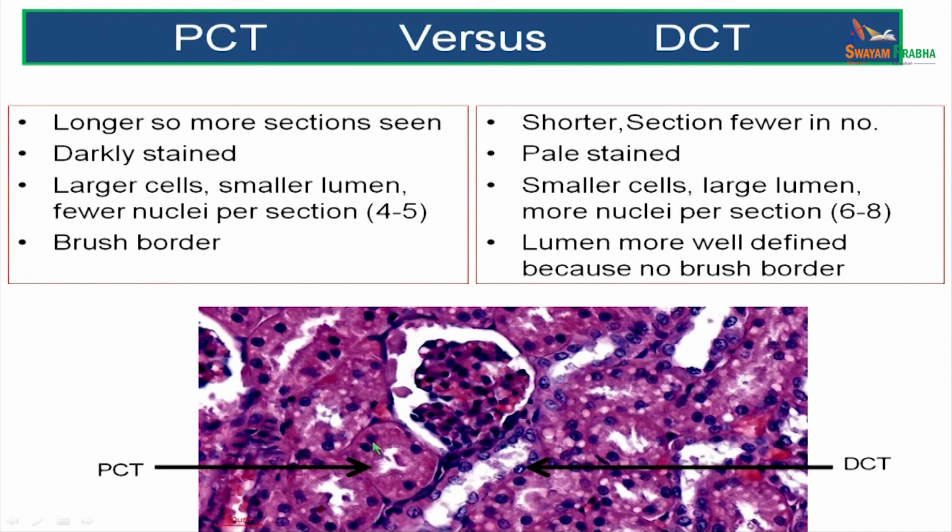PCT has got large cells, so smaller lumen, fewer nuclei because you have large cells. DCT cells are smaller, as I have already mentioned, larger lumen, more nuclei. You can see that there are more nuclei per section, it is around 6 to 8. Since there is brush border here, lumen is not well defined, but in DCT lumen is well defined because there is no brush border.